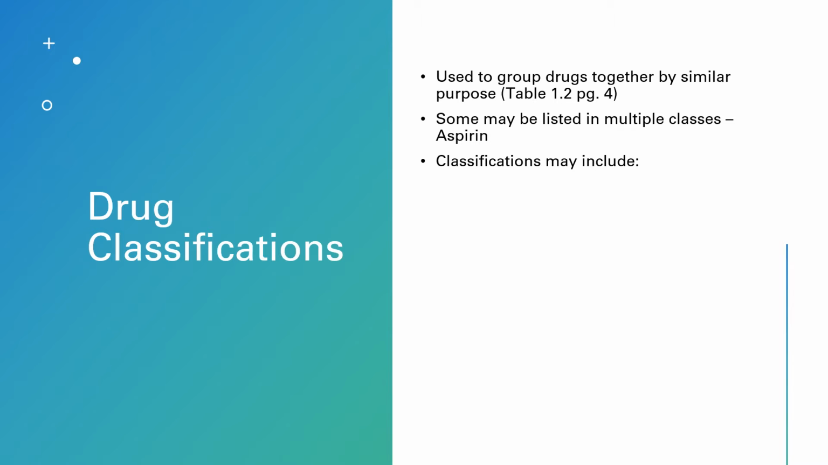Okay, next we're going to go through some drug classifications. These are used to group drugs together by a similar purpose. And page 4, table 1.2 is a really good table that lists out different drugs and their classifications and what they do, okay? Some might be listed in multiple classes, like aspirin. We'll get into that in just a minute, okay?